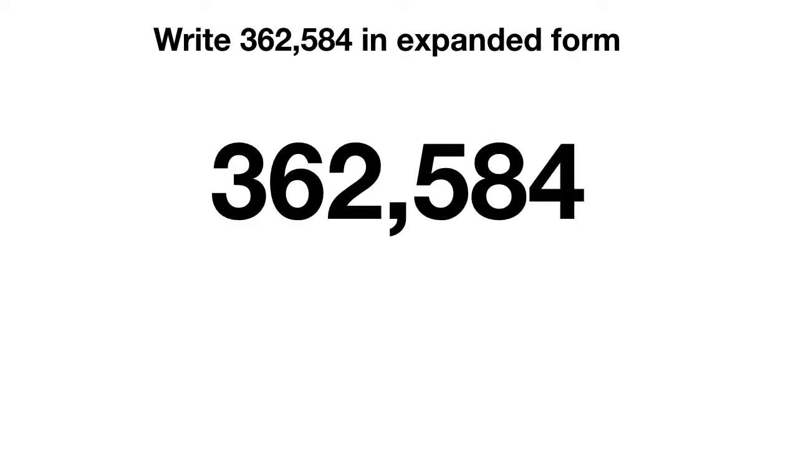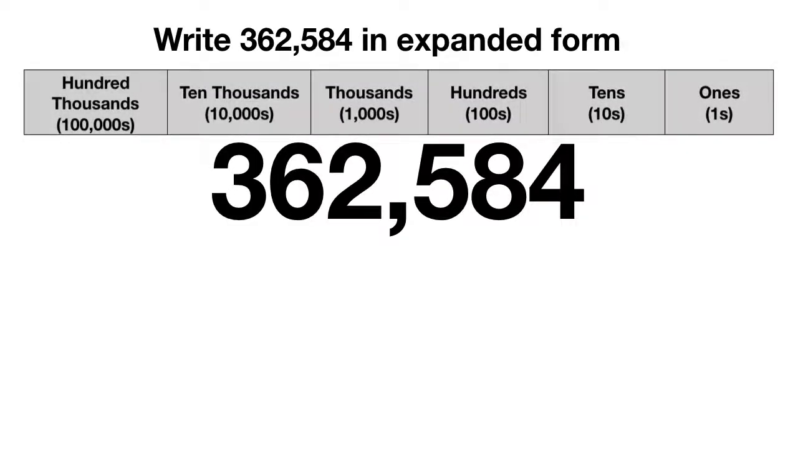Let's say you're asked to write 362,584 in expanded form. Well, right now the number's written in standard form. We'll use place value to turn it into expanded form. Let's start with the 3. What place value is it in? The 3 is in the hundred thousands. 300,000 has a value of what? It has a value of 300,000.